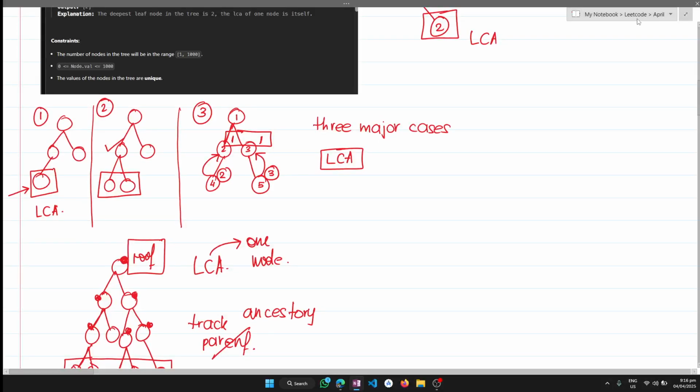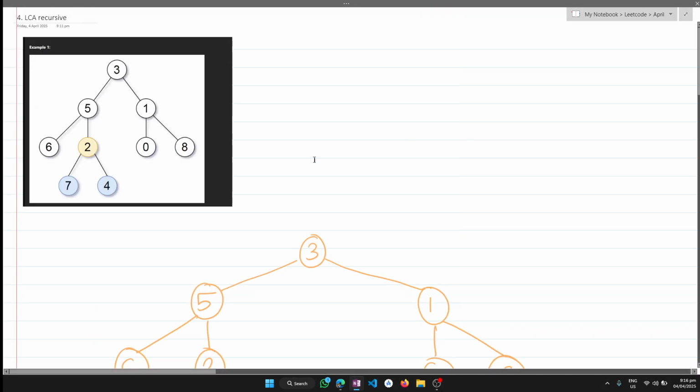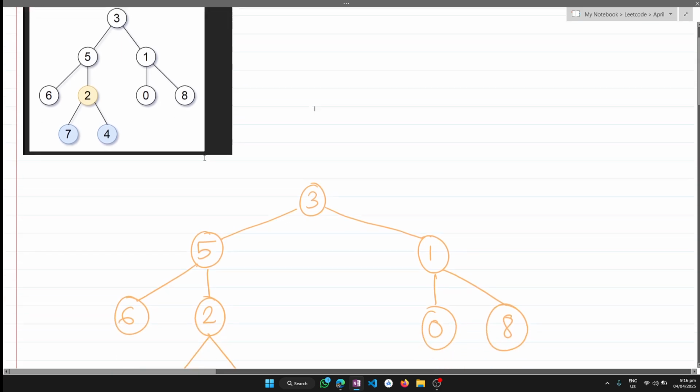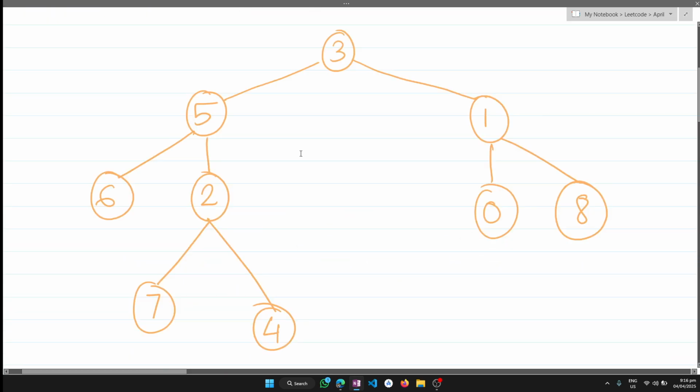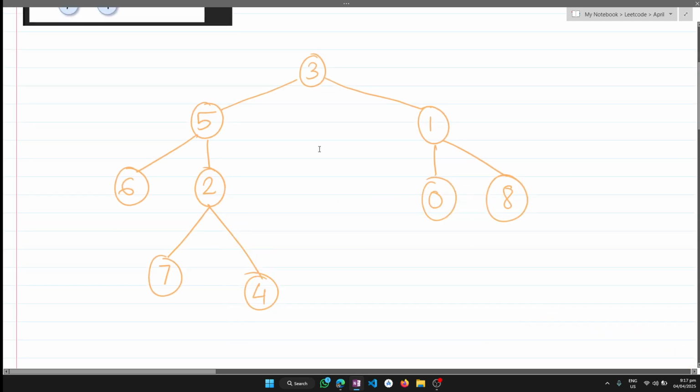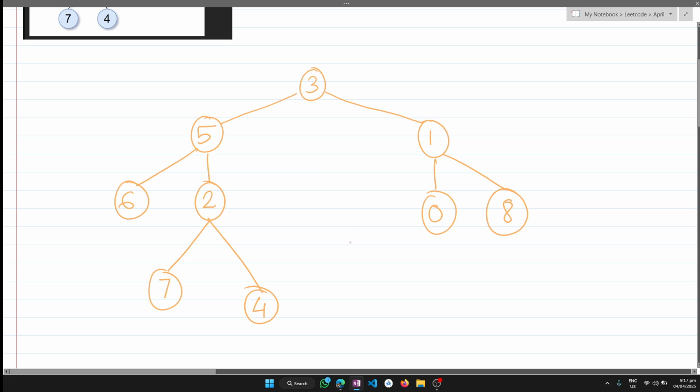In this particular video, we are going to solve the same problem but using a recursive approach, right? So again, same problem, everything is the same, constraints same. The only difference is that rather than using an iterative approach, now we are going to solve this problem using a recursive approach, right? So let's see how that can work.